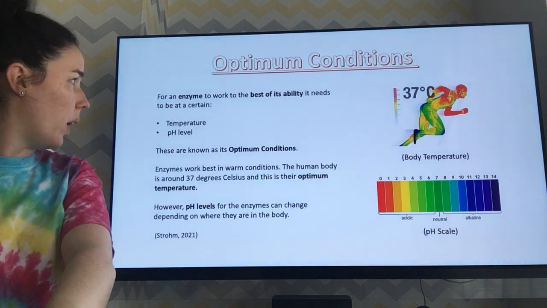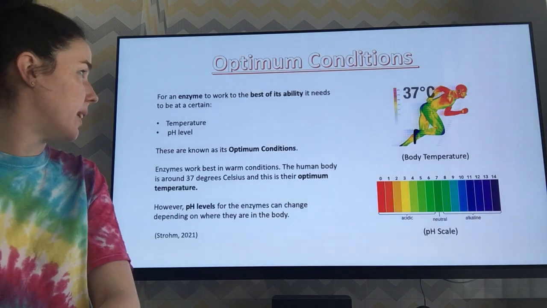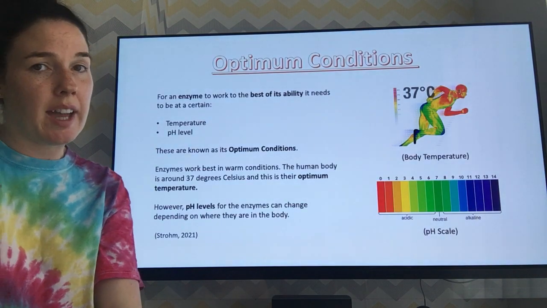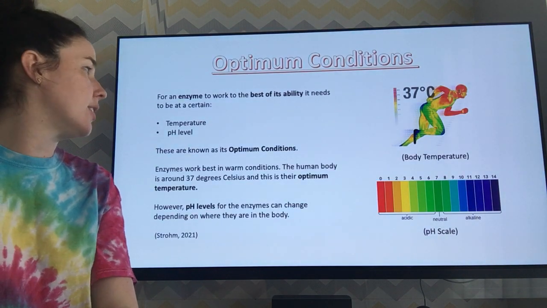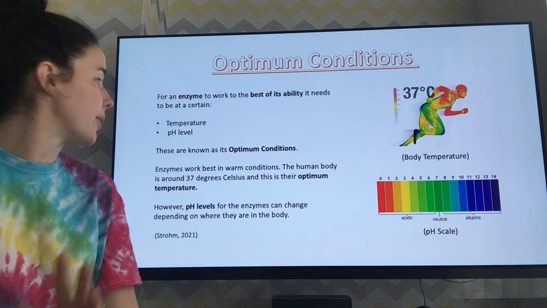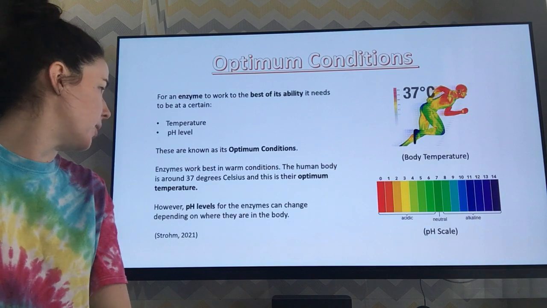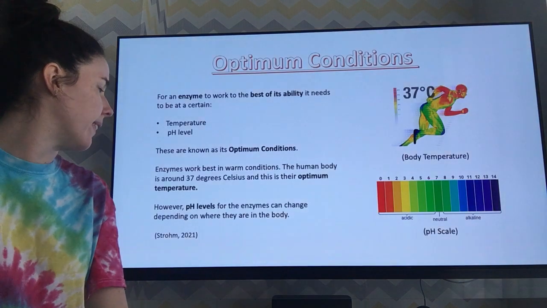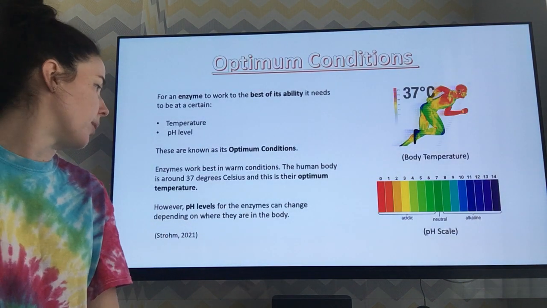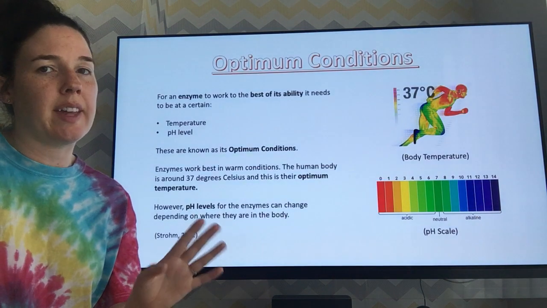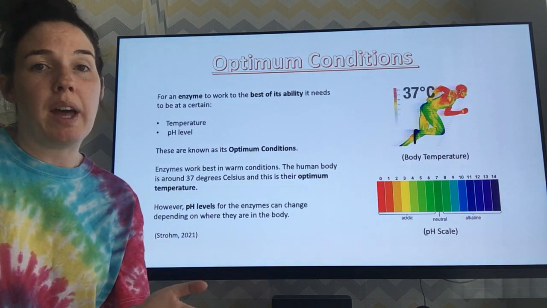So for an enzyme to work to the best of its ability, it needs to be at a certain temperature and at a certain pH level. These are known as its optimum conditions. So enzymes work best in warm conditions. The human body is around 37 degrees Celsius, and this is their optimum temperature. However, pH levels for the enzymes can vary depending on where in the body they are.